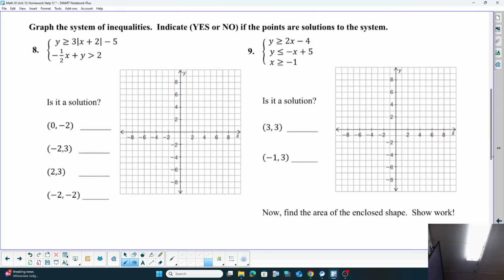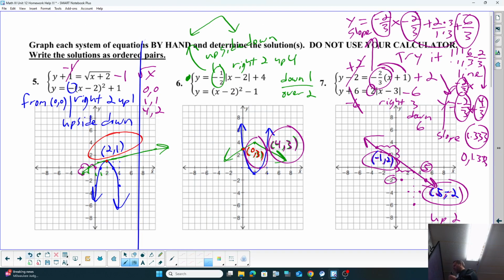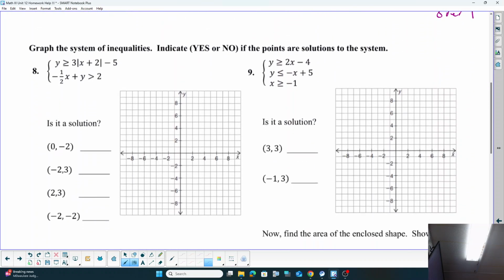So graph the system of inequalities and say yes or no if the points are solutions to the system. Okay, so this is basically graphing. So this is basically probably extra credit. We'll see. Maybe not. Maybe required this year. Still do it. Learn it. So that's y equals 3 times the absolute value of x plus 2.